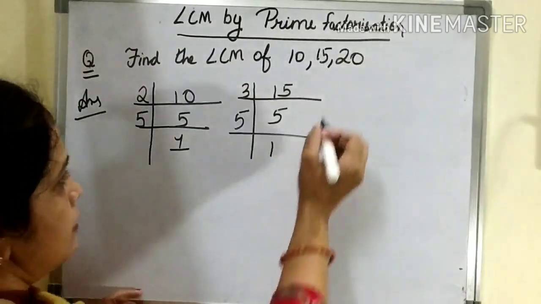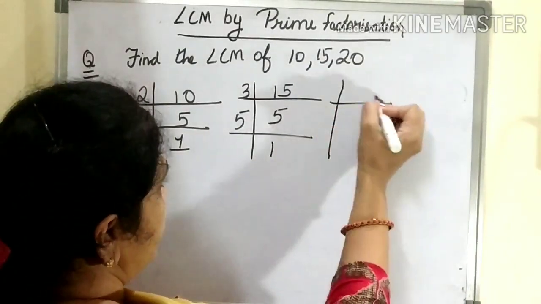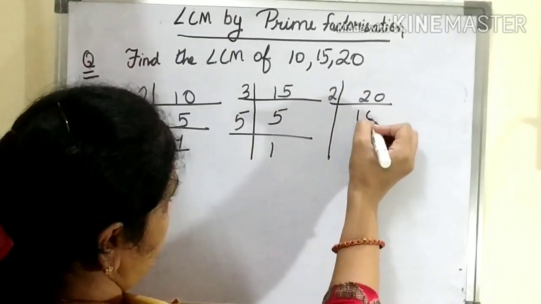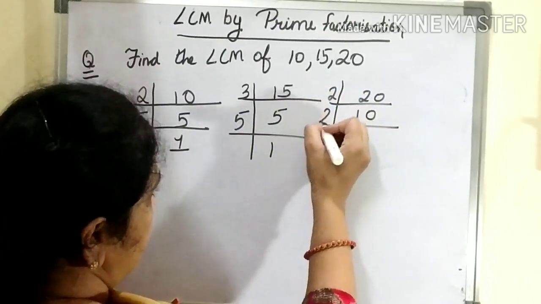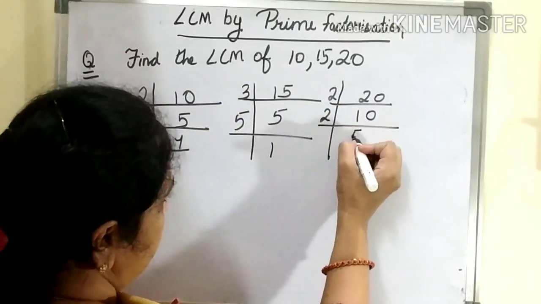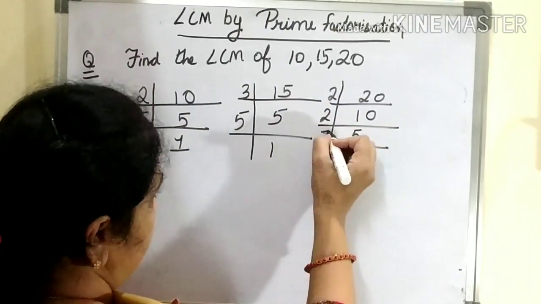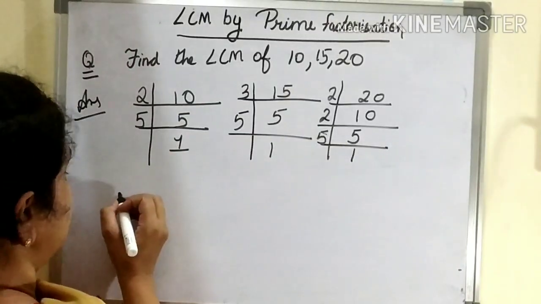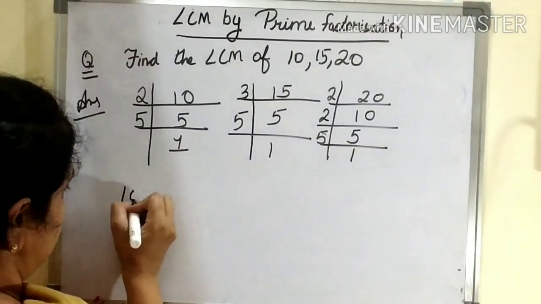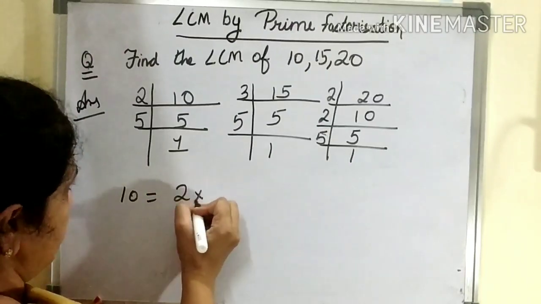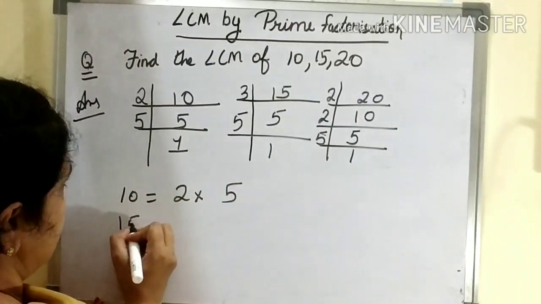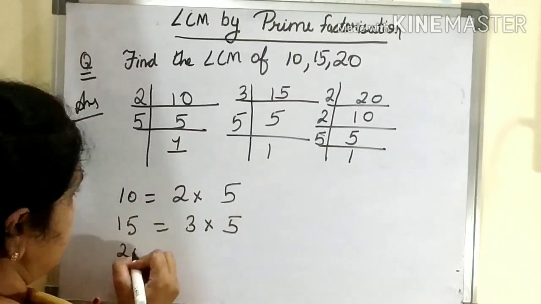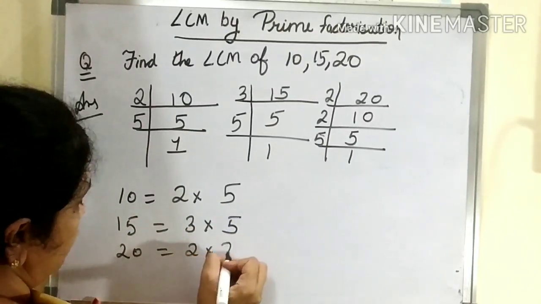Next, I will find the prime factorization of 20. When I divide by 2, I get 2 10s are 20. Then again I will divide, I will get 5 here. Then since it's a prime number, I got it in this way. That means 10 is equal to 2 into 5, 15 is equal to 3 into 5, and 20 is equal to 2 into 2 into 5.